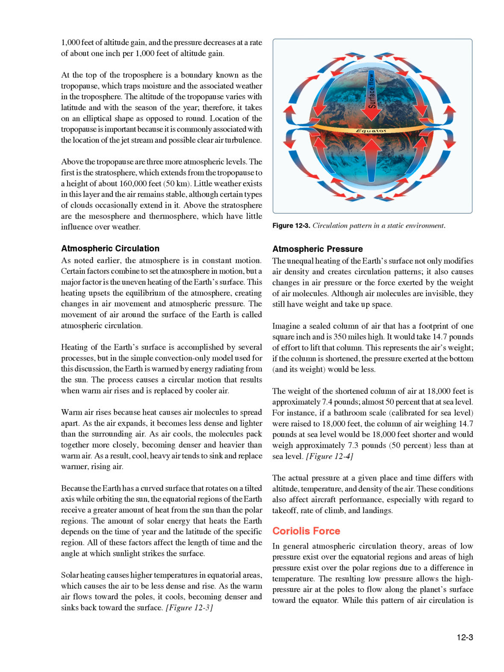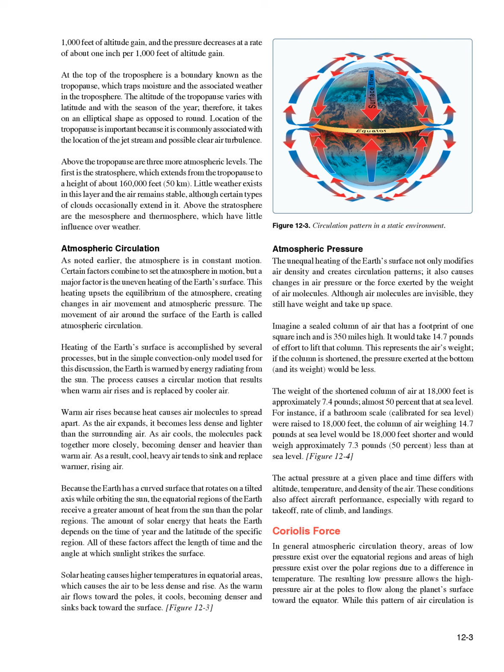The altitude of the tropopause varies with latitude and with the season of the year, therefore, it takes on an elliptical shape as opposed to round. Location of the tropopause is important because it is commonly associated with the location of the jet stream and possible clear air turbulence. Above the tropopause are 3 more atmospheric levels. The first is the stratosphere, which extends from the tropopause to a height of about 160,000 feet, 50 kilometers. Little weather exists in this layer and the air remains stable, although certain types of clouds occasionally extend in it. Above the stratosphere are the mesosphere and thermosphere, which have little influence over weather.